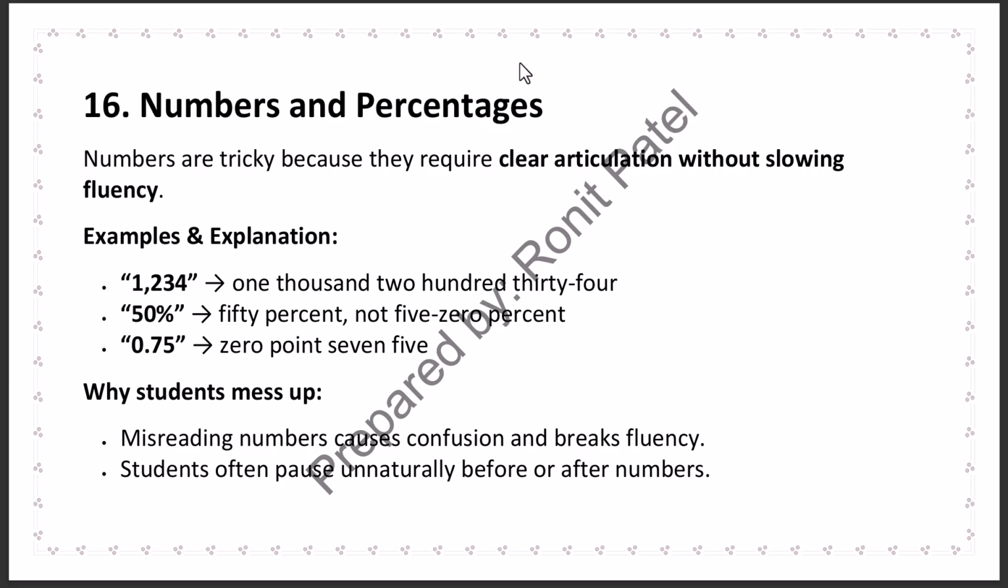Now we move to a very practical read aloud challenge: numbers. Numbers are dangerous, not because they are hard to pronounce, but because they interrupt speech rhythm. When students see 1234 or 50%, their brain suddenly switches from language model to calculation mode. And that switch creates hesitation, unnatural pause, broken fluency.